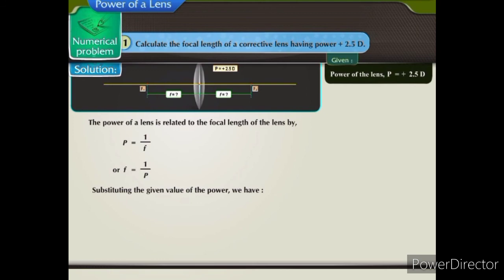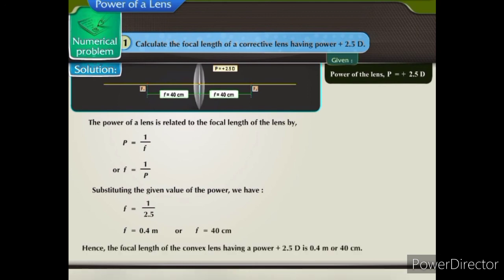Substituting the given value of the power, we have f is equal to 1 divided by 2.5. f is equal to 0.4 meter, or f is equal to 40 centimeter. Hence, the focal length of the convex lens having power plus 2.5 D is 0.4 meter, or 40 centimeter.